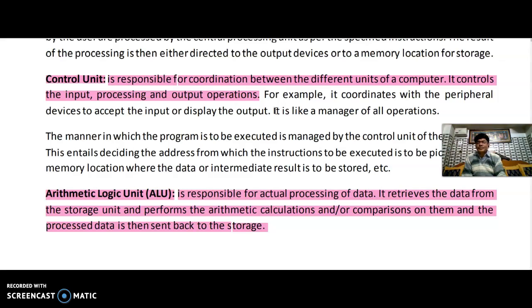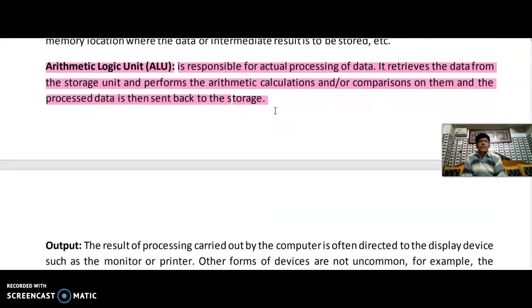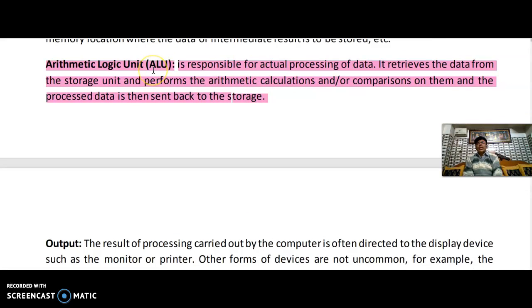Then the arithmetic logic unit is also there. So ALU, arithmetic and logic unit. It does mathematical operations: addition, subtraction, division, and multiplication. All these mathematical operations it does, that is the ALU.